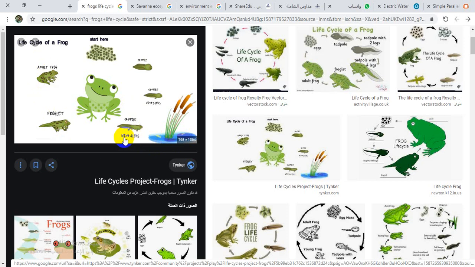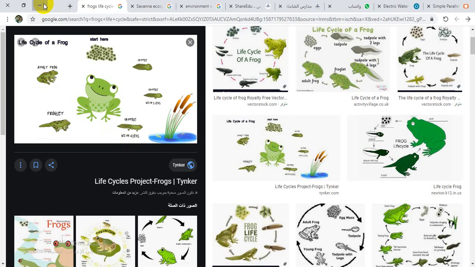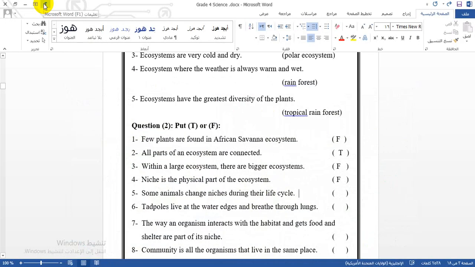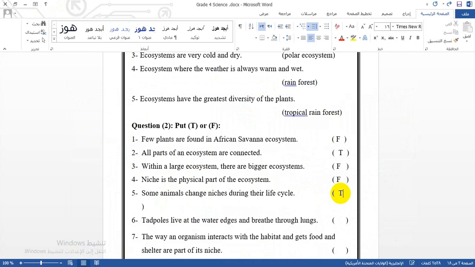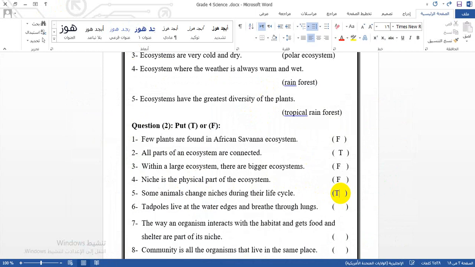Okay guys, because they are changing their behaviors, and they start to eat something different. The frogs start to eat something like insects. Okay guys, this is what we mean. So this is the example of how some animals change niche during their life cycle. So this statement, some animals change their niches during their life cycle, is true.